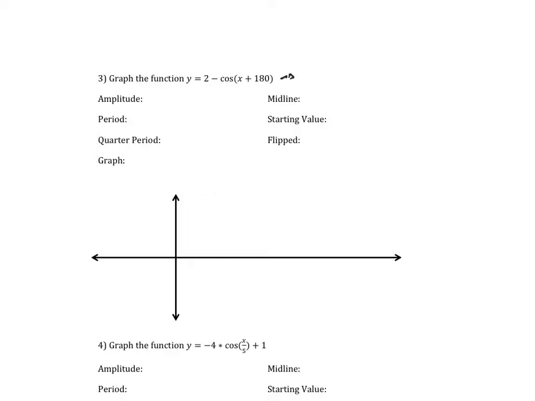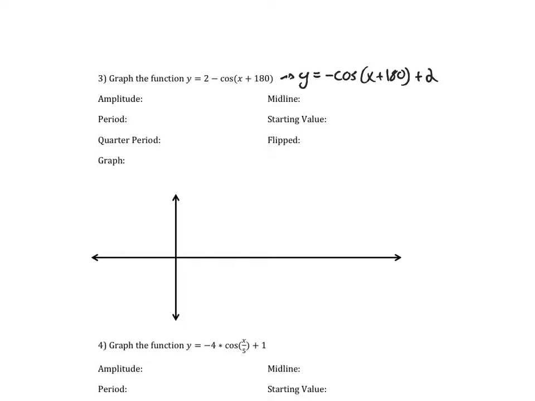So it may be helpful for you. You don't have to do this, but it may be helpful for you to rewrite it as y equals negative cosine of x plus 180 plus 2. Because that 2 is really being added. It's not a coefficient. It's not multiplying, or it's not being multiplied with that cosine.